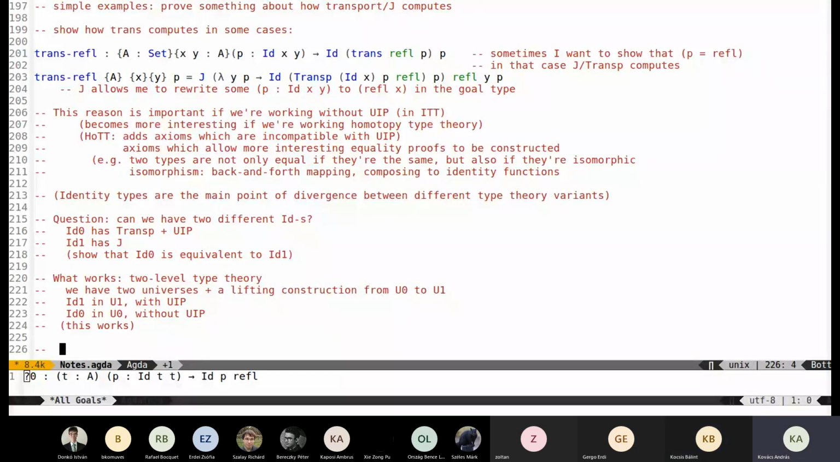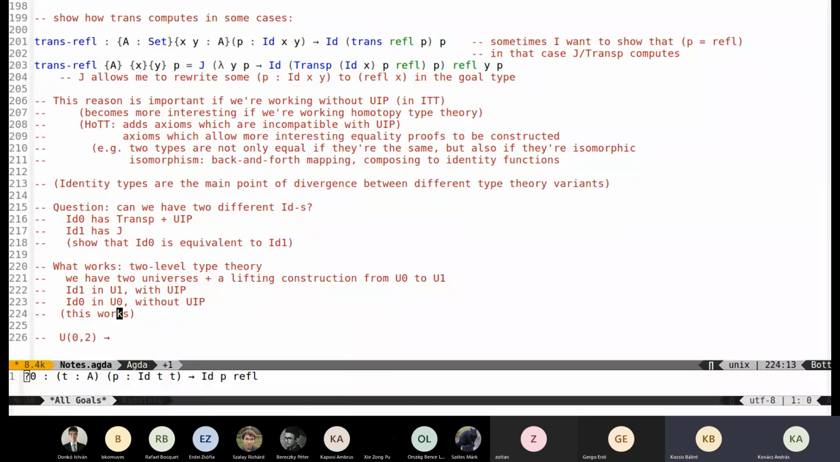U0, so what? So from U0 to? So we can lift the level, I mean this binary level. Okay, so let's just say that we have Uij, where i is just 0, 1, and this is for two-level type theory, and we also say that j is just natural numbers, the usual universe hierarchy.